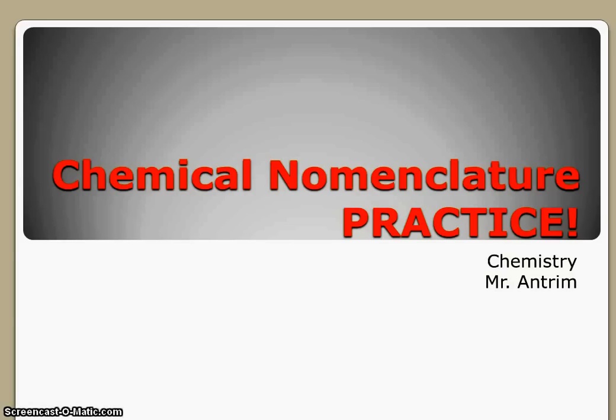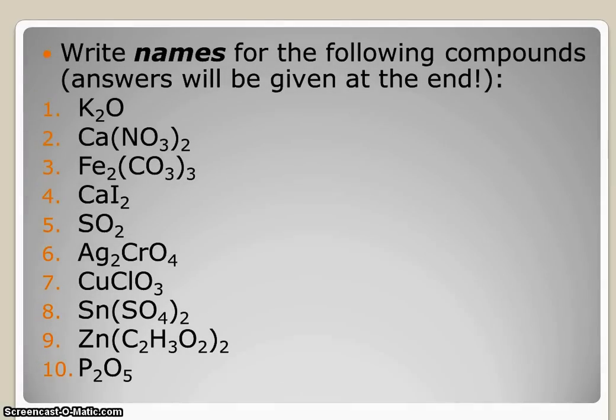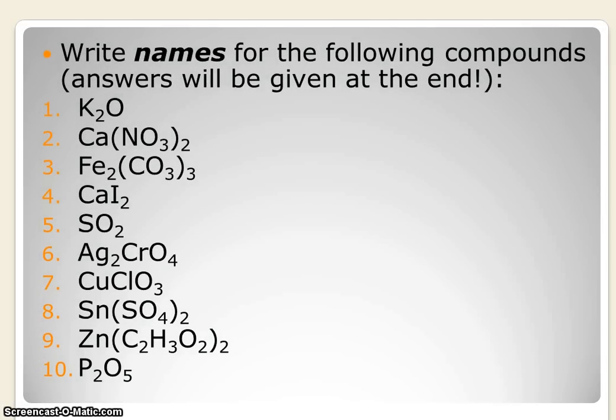You should attempt this practice Chemcast after you have completed most of your study guide and have at least gone through the rules for naming ionic compounds and also the molecular compounds. So here we go. Here are 10 compounds, and you are to write the names for these. The answers will be given at the end.